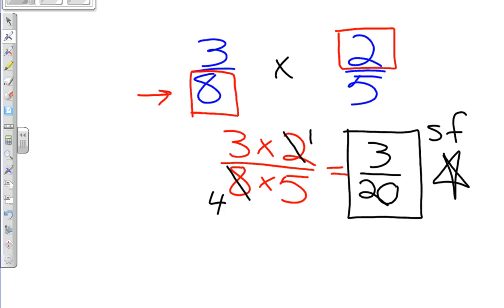And we're done. Hope this helps you with solving real-world problems involving multiplication of fractions.